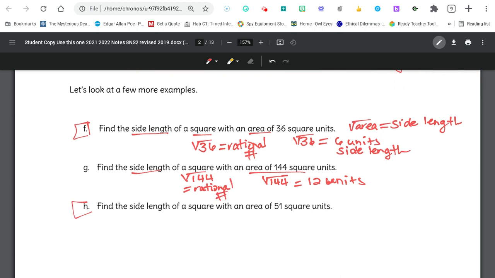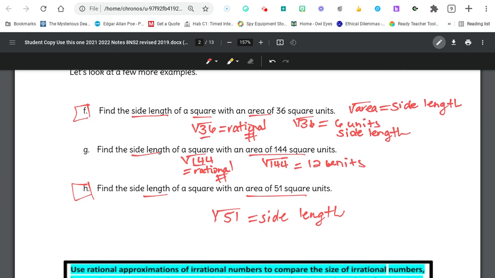Now watch this one. Find the side length of a square when the area is 51 square units. So I take the square root of the area. It's supposed to give me the side length. But what do we know about 51 though, as opposed to 36 and 144? 36 and 144 are perfect squares because 6 times 6 is 36 and 12 times 12 is 144. But what whole number times itself gives me 51? Well, there is no whole number times itself that's going to give you 51. So the square root of 51 will end up being some irrational number. If it's irrational, it's just going to keep on going and going and going. It's not going to repeat.